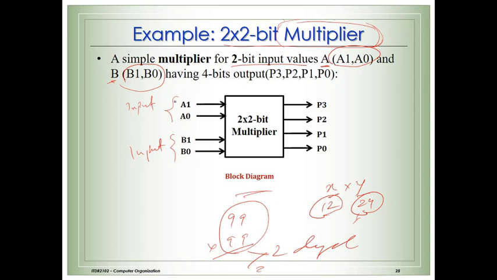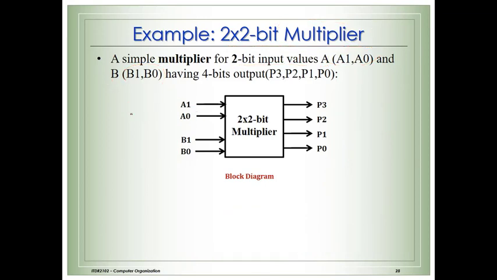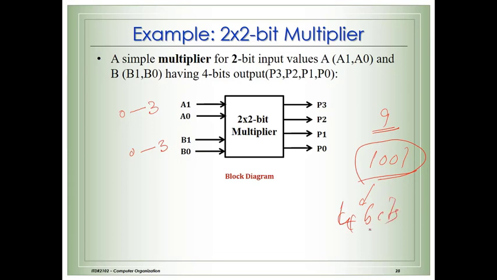So here these are the two input values. The maximum possible output size can be 4 bits. For example, with 2 bits, in binary the number can range from 0 to 3. Also the other number can range from 0 to 3. So the minimum value, if you multiply 0 and 0, you will get 0, but if you multiply 3 and 3, the maximum value is 9. And if you convert 9 into binary, you will get 1001, right? So how many bits are there? 4 bits, correct? So the output requires 4 bits.